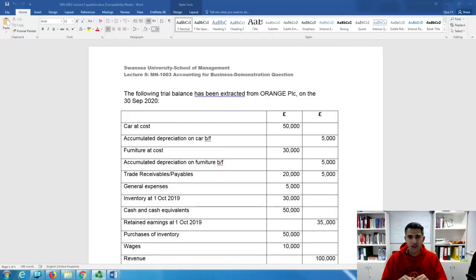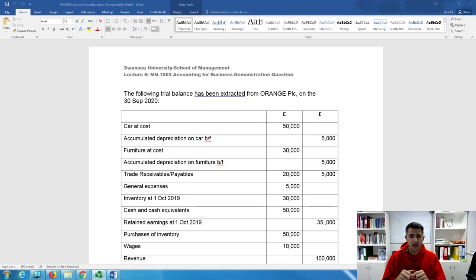Good afternoon, everybody. So when we started in week one, we started with the double entry booking system, debit and credit. We record the business transactions, and after that, we balance the accounts and prepare the trial balance. That was weeks one, two, and three, and in week four we started introducing the financial statements.